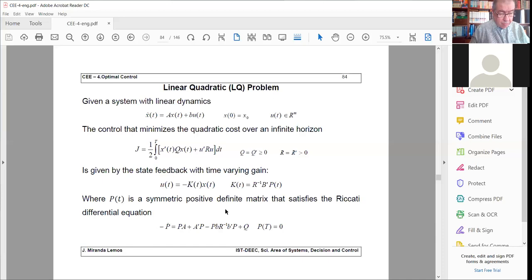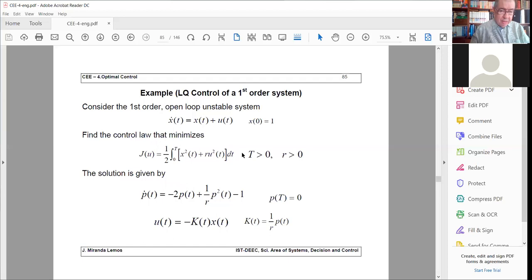Now, to go a step further, we are going to consider an example. And the example is concerned with a first order system. So suppose that you have an open loop unstable system, x dot equal to a x plus u, and x is a scalar, u is a scalar, the initial value of x is 1. And you have a quadratic cost. So in this case, q is equal to 1, and your matrix R is just a scalar small r, which I assume to be positive.